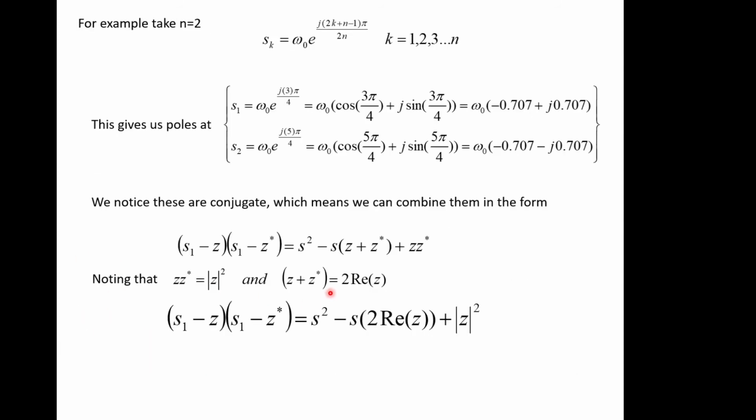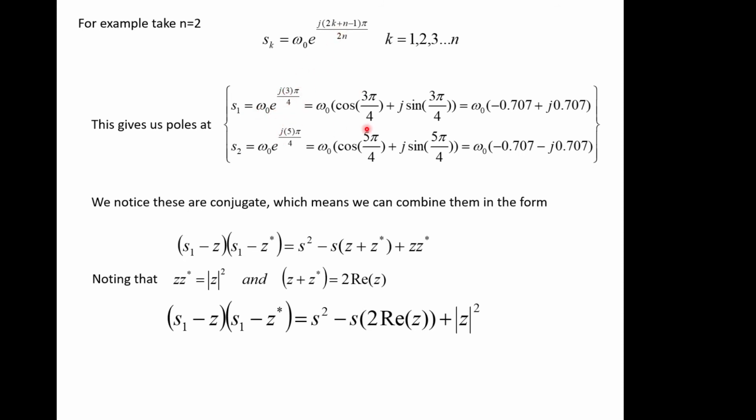So for example, in the case of n equals 2, so two poles, the previous slide allowed us to say that the poles we're interested in are defined by this, and we have to go up to n equals 2, so we've got k equals 1 and 2. This will give us two poles which are defined by putting the numbers into this and looking at them.